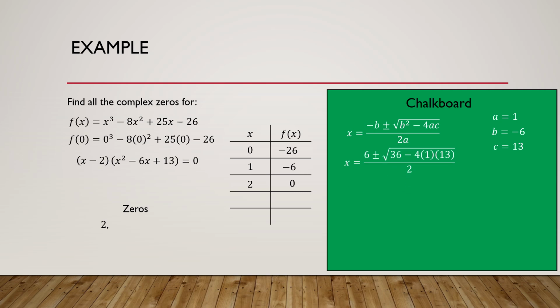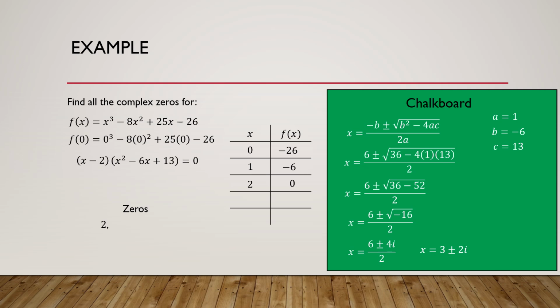4 times 1 times 13 equals 52. 36 minus 52 is negative 16. The square root of negative 16 is 4i. Factor 2 from each term to arrive at x equals 3 plus or minus 2i.